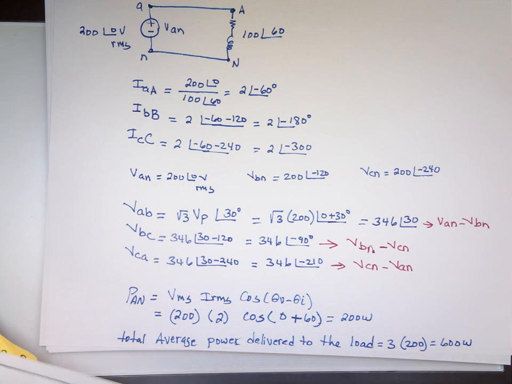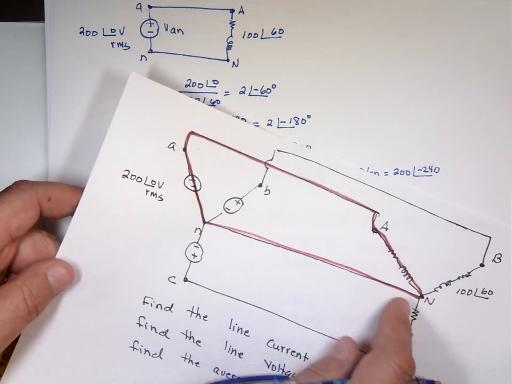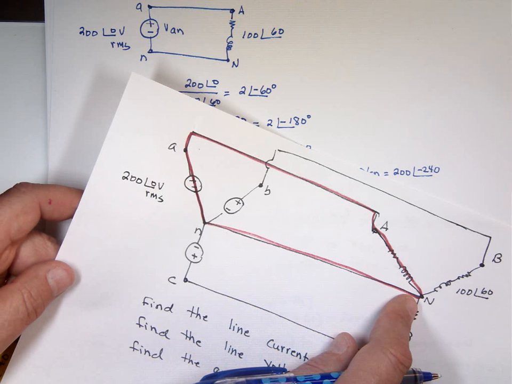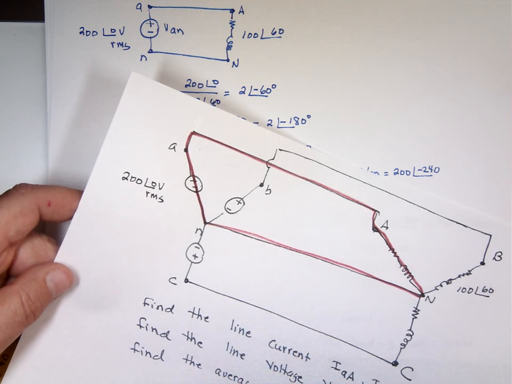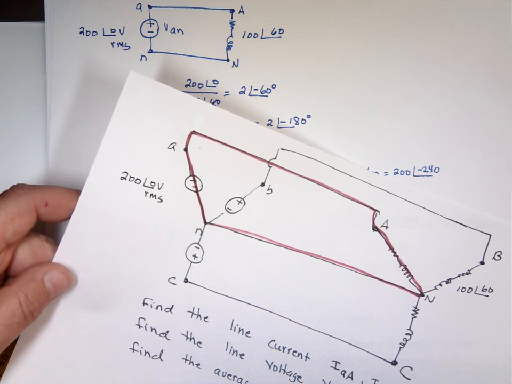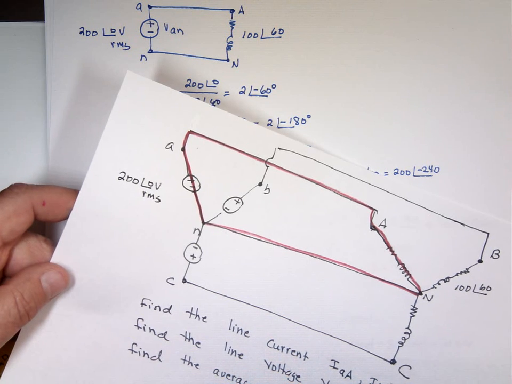Where this becomes a little bit challenging is when this is Y and that's delta, or this is delta and that's Y. It's not as straightforward. Well, you just turn delta into Y, right? I got to turn one into the other. I can turn delta to Y or Y to delta. And that's what we're going to do next class. You have a Y source with a delta load, and you have to convert that delta load to a Y load and just apply these rules.